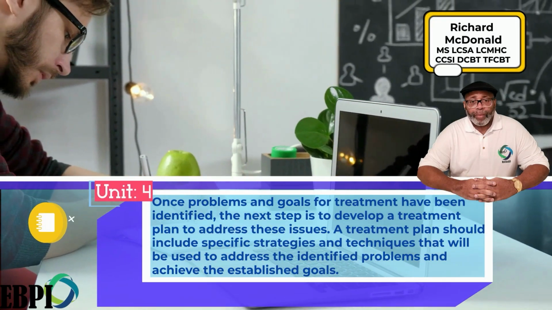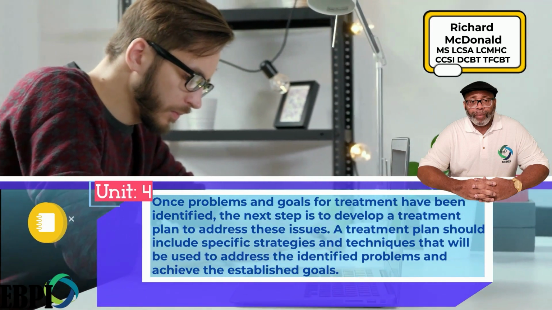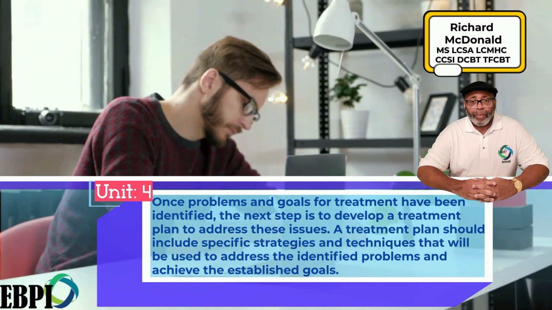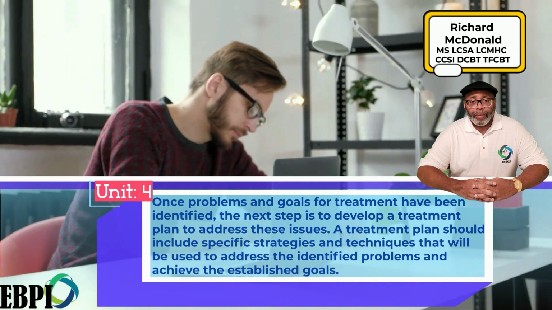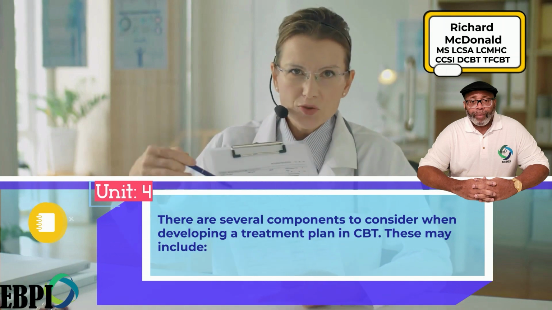Once problems and goals for treatment have been identified, the next step is to develop a treatment plan to address these issues. A treatment plan should include specific strategies and techniques that will be used to address the identified problems and achieve the established goals. There are several components to consider when developing a treatment plan in CBT.